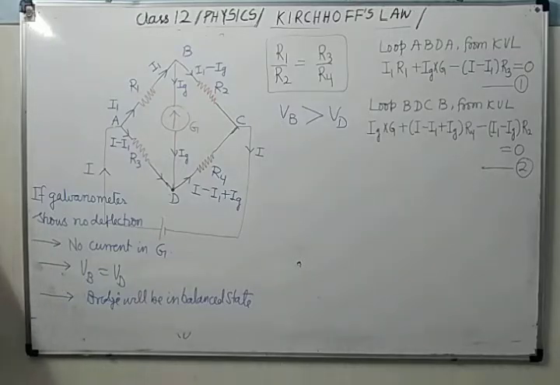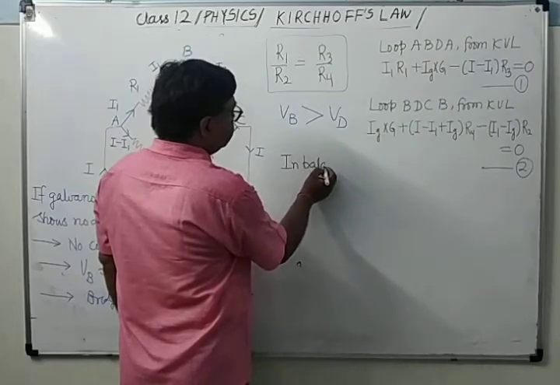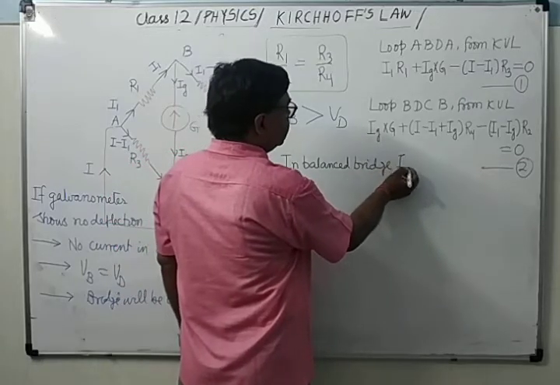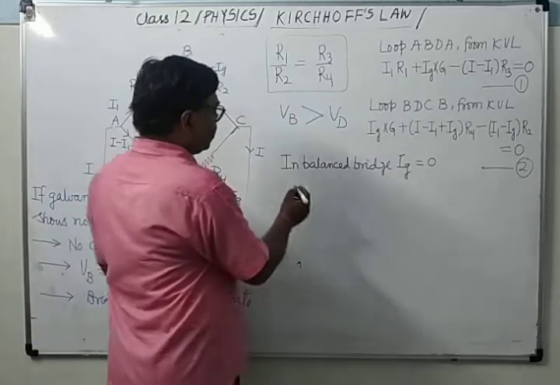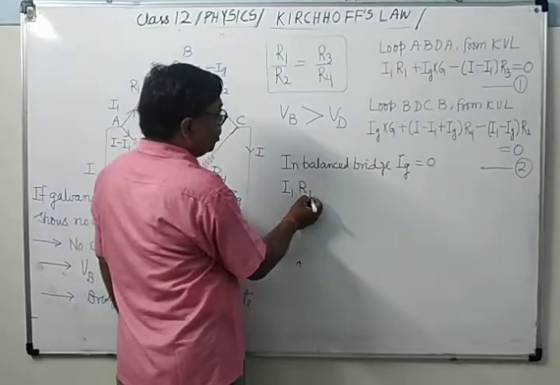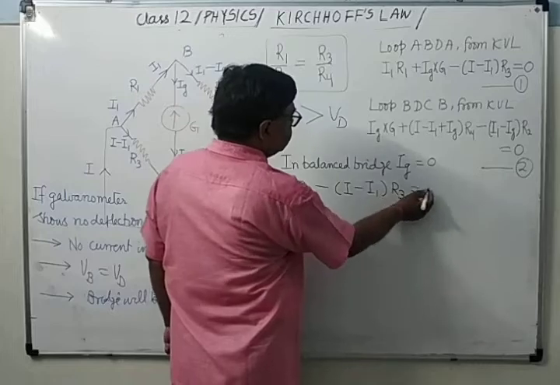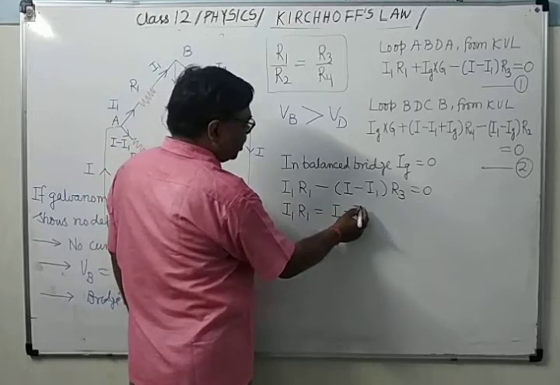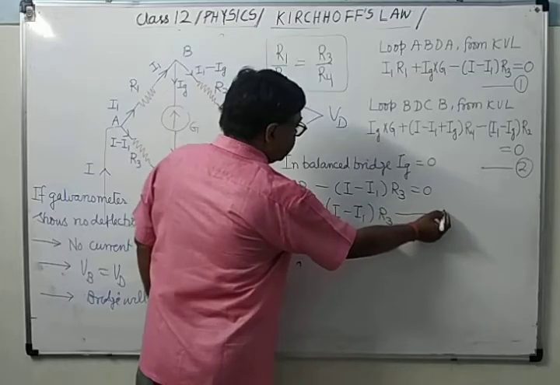It is clear? Now see here, as you know that in the balanced state, in balanced bridge, what is Ig? Ig equals to 0. Ig equals to 0, so what will you get? I1 into R1 minus I minus I1 into R3 equals to 0. Means I1 R1 equals I minus I1 into R3. This you can take as equation 3.